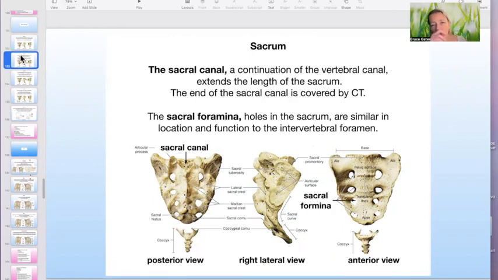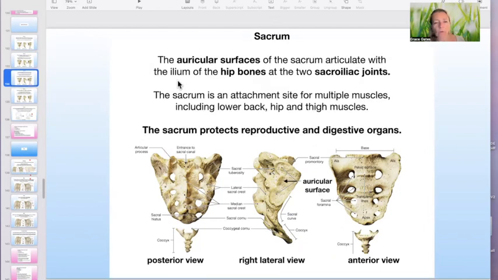The sacral canal, a continuation of the vertebral canal, extends the length of the sacrum. The end of the sacral canal is covered by connective tissue. The sacral foramina, or holes in the sacrum, are similar in location and function to the intervertebral foramen. Spinal nerves come out of the sacral foramina. The auricular surfaces of the sacrum articulate with the ilium of the hip bones at the 2 sacroiliac joints.